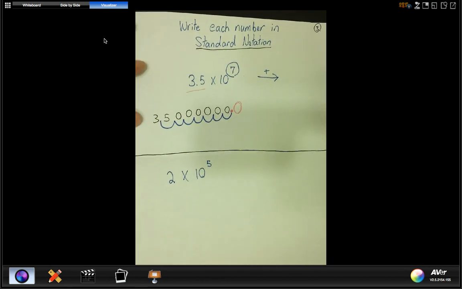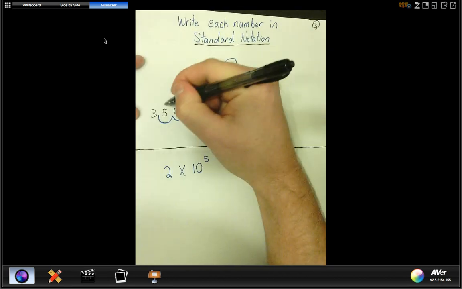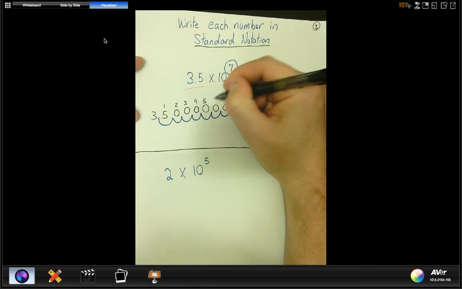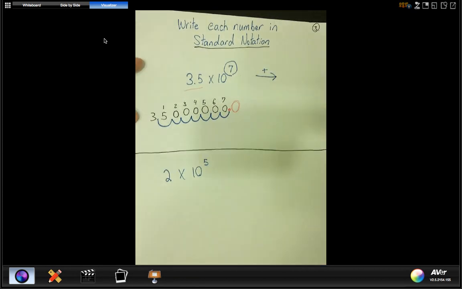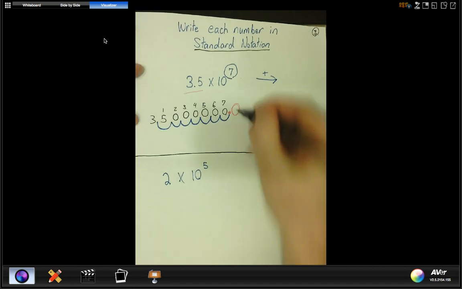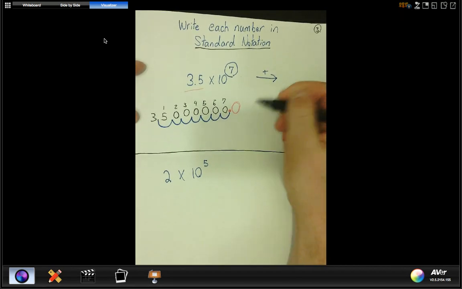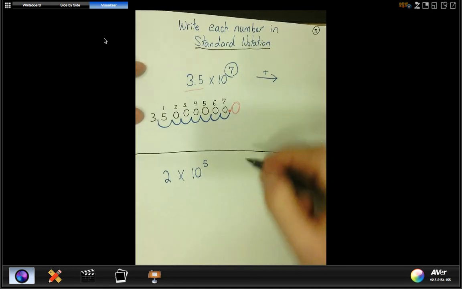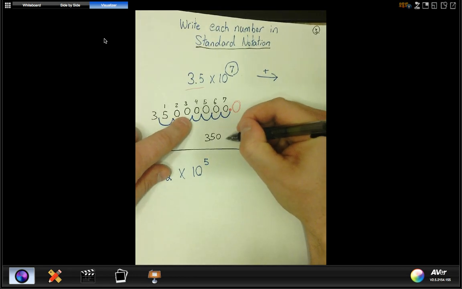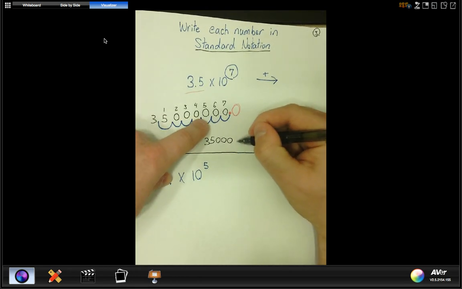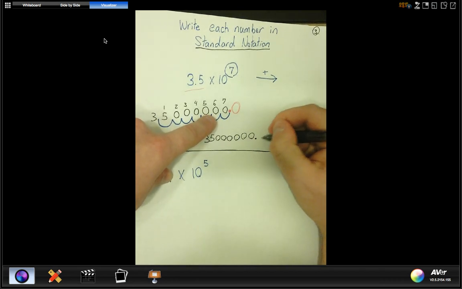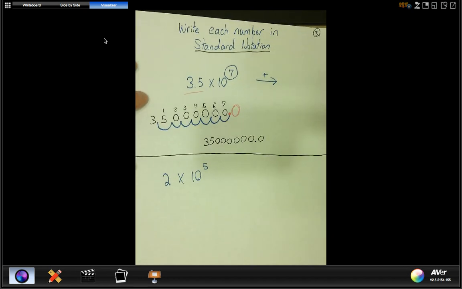If I want to double check my work real quick, I have 1, 2, 3, 4, 5, 6, 7. So I moved the decimal point 7 places to the right because it's positive. There's the end point and the 0 for good fashion. So let me rewrite this so it's nice and clean as my answer. I got 35 and I have 1, 2, 3, 4, 5, 6 zeros, 0.0. If you want, I'm okay with that.